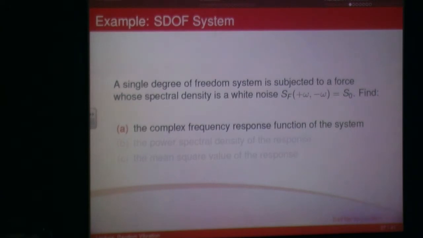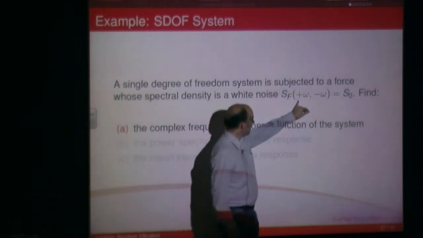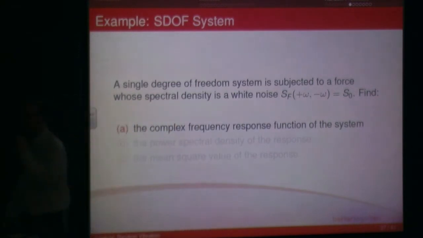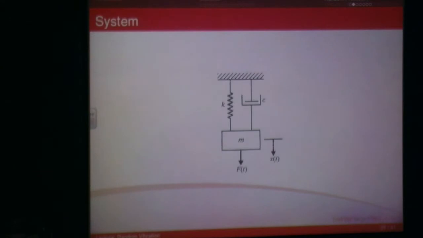And here's an example. The single degree of freedom system is subjected to a force whose spectral density, S_F, of plus and minus omega, is equal to S naught. So it's a constant term, a certain value, S naught. Find the complex frequency response function of the system, the power spectral density of the response, and the mean square of the response. And so this system looks like this.